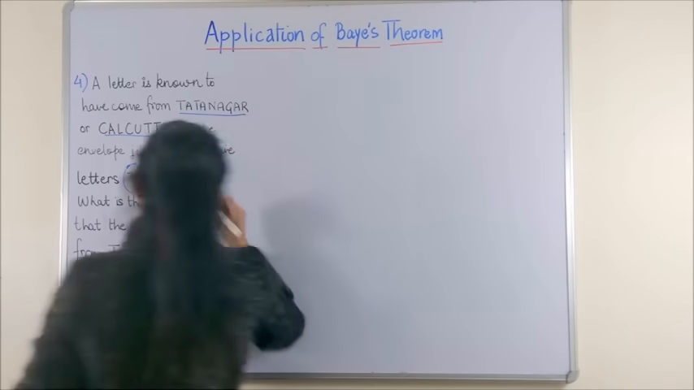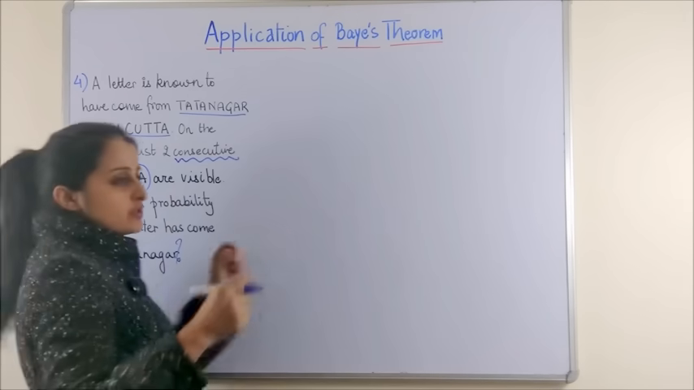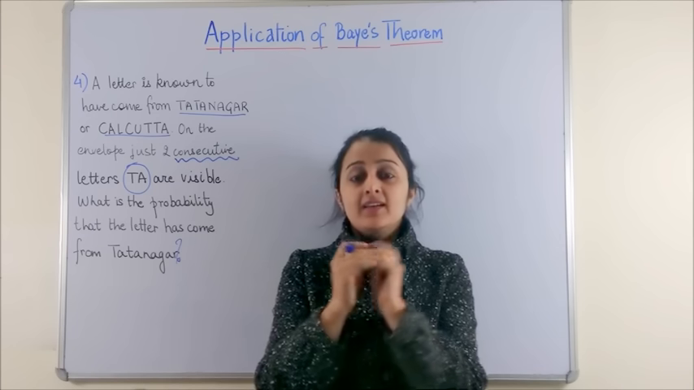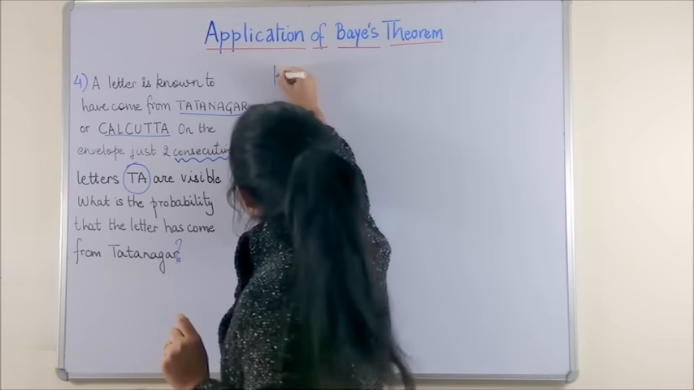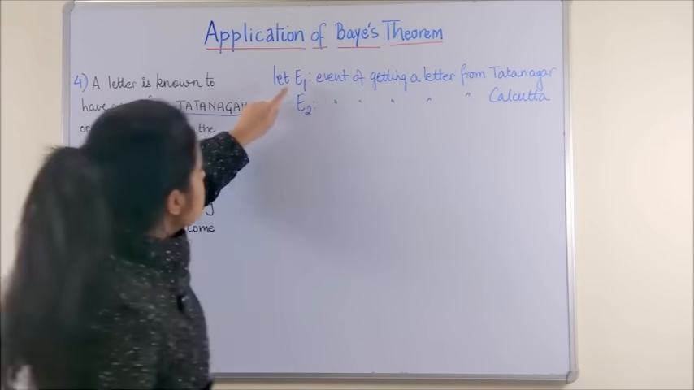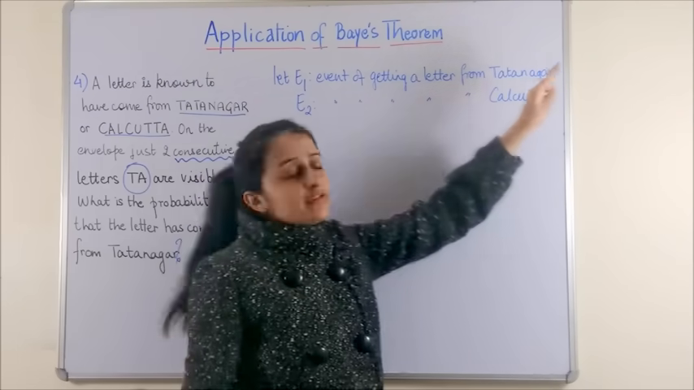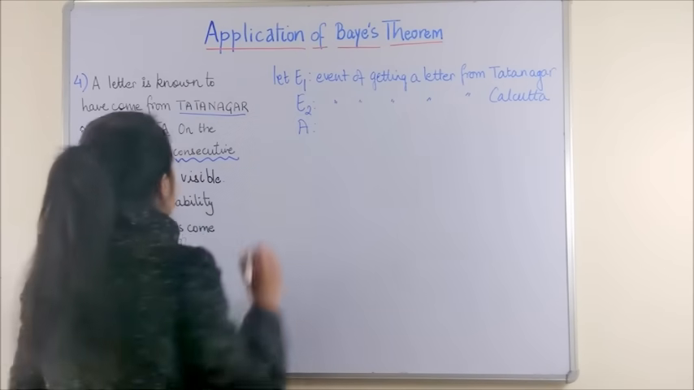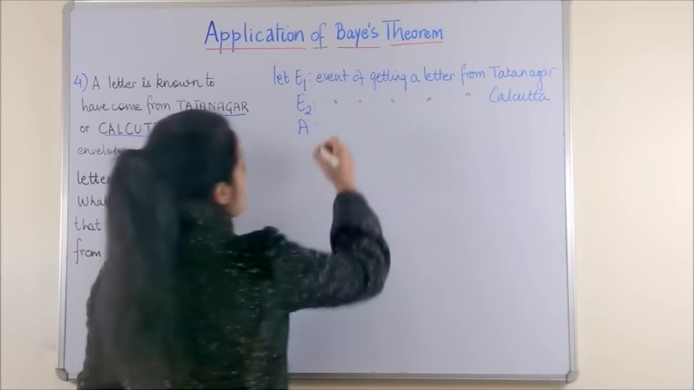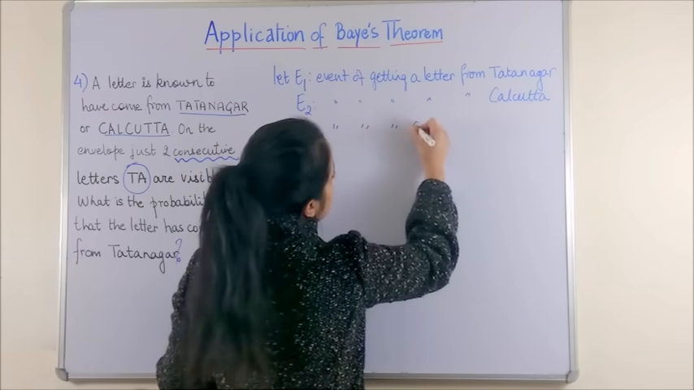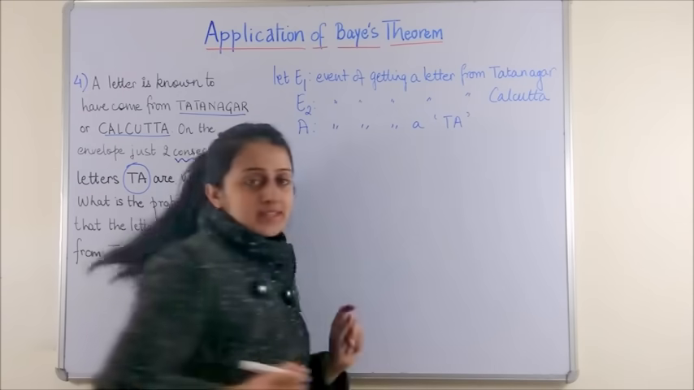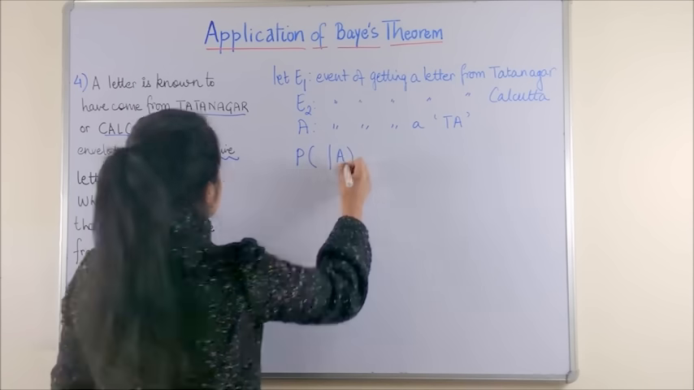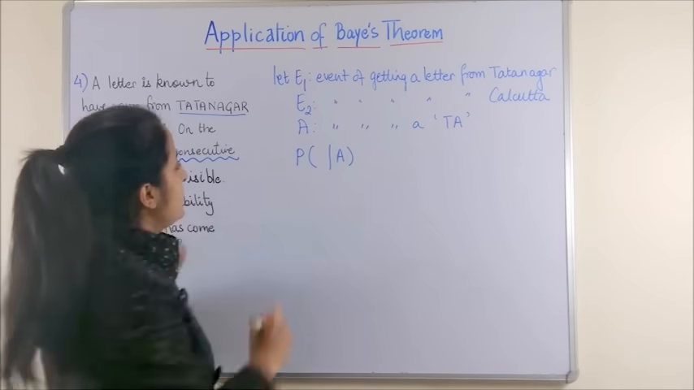First of all, this point is very important that the letters are consecutive. So it's not any random letters being picked up. They have to be consecutive the way it is seen. Now here, if I define my events, we can say let E1 be the event of getting a letter from Tatanagar and E2 be Calcutta. And A is the event that TA is visible. So event of getting a TA. Right? We have to find if this TA is visible, what is the probability that it has come from Tatanagar?